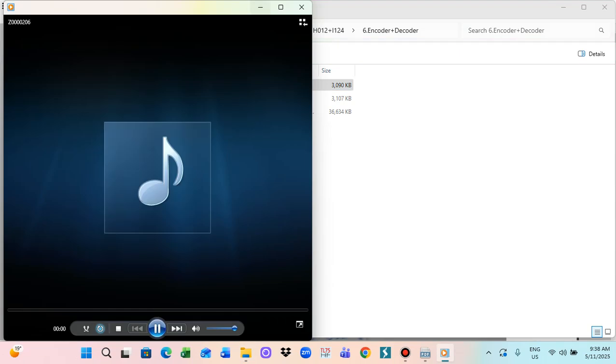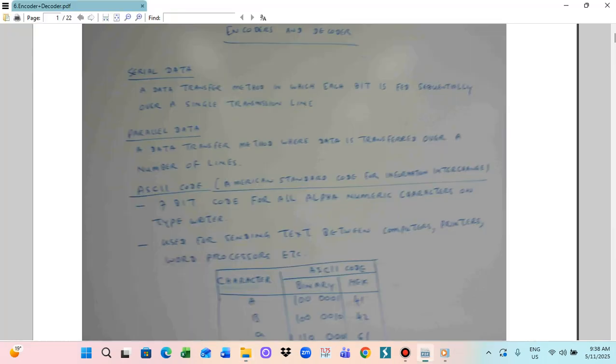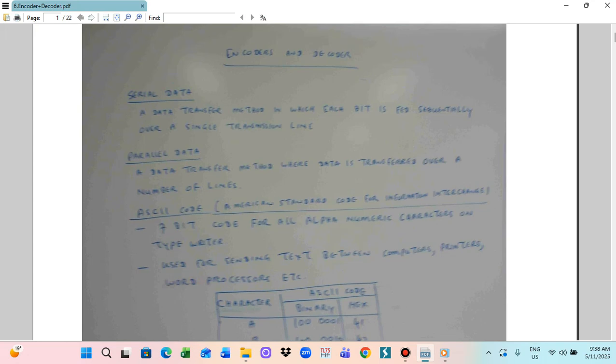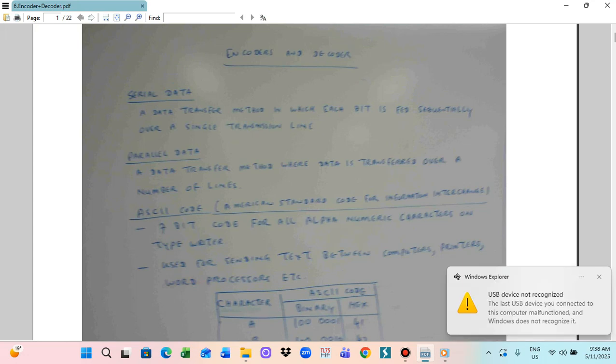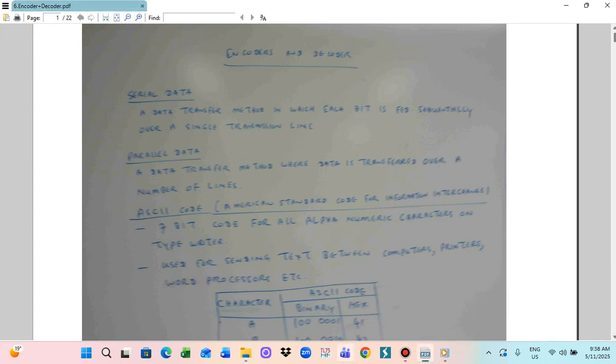Now we talk about the encoder and the decoder. So now we are using the encoder and decoder. Then we use the data transfer. So we get the data transfer: there's serial data transfer and parallel data transfer. The data can be transferred serially, with only one line, or in parallel, meaning separate lines. It can be transferred to the encoder and decoder.